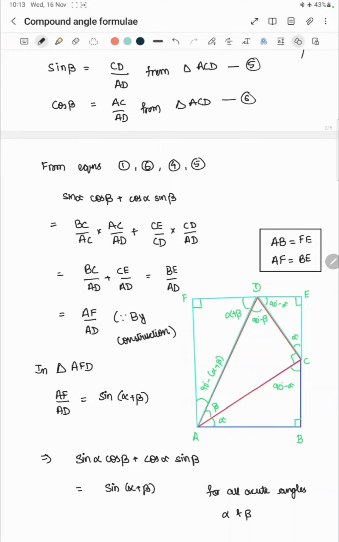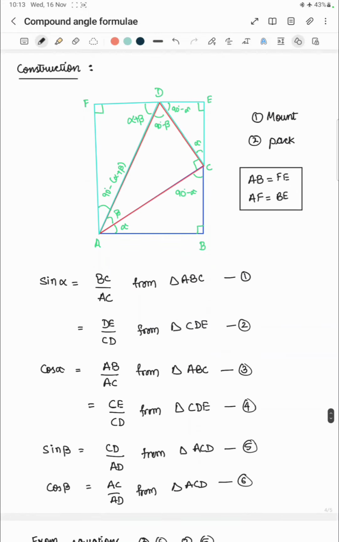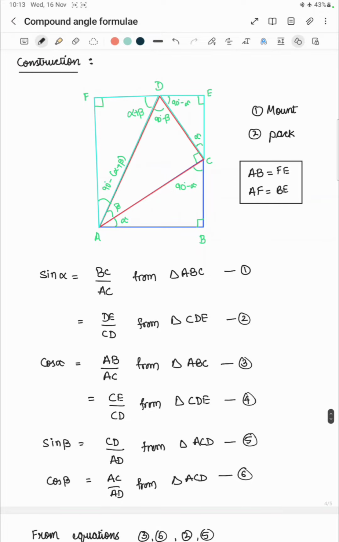Now this is for sine of alpha plus beta. Can we do cos of alpha plus beta in a similar way? Yes, we can. We have the same construction, you get the same diagram, the same rectangle ABEF, and once you have this rectangle, you can prove that AB equals FE, opposite sides, and AF equals BE.